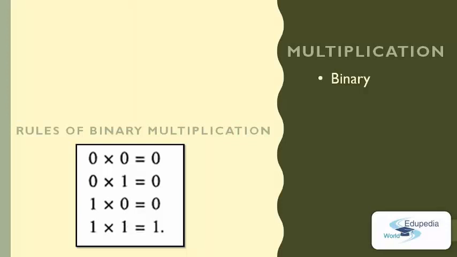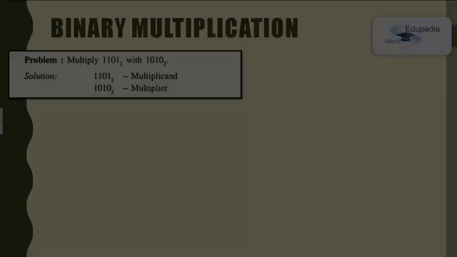The rules for binary multiplication are: 0 multiplied by 0 is 0, 0 multiplied by 1 is 0, 1 multiplied by 0 is 0, and 1 multiplied by 1 is 1. It is simple as that, like we do in the decimal numbering system. Now let's try out a few questions to understand this more perfectly.